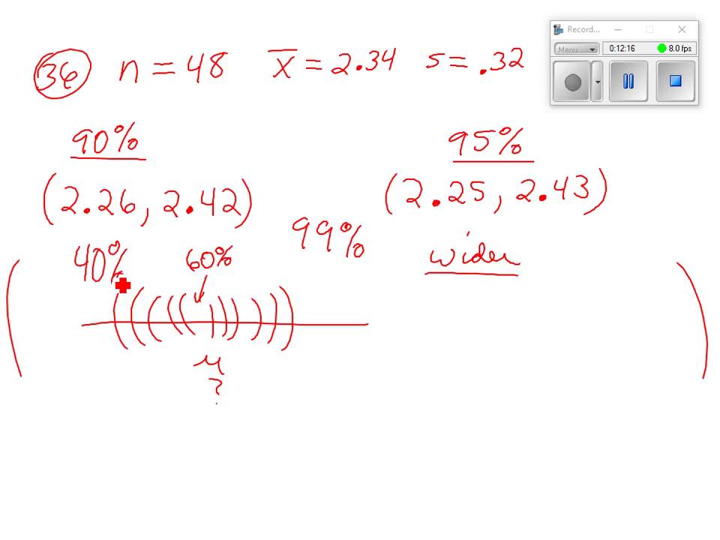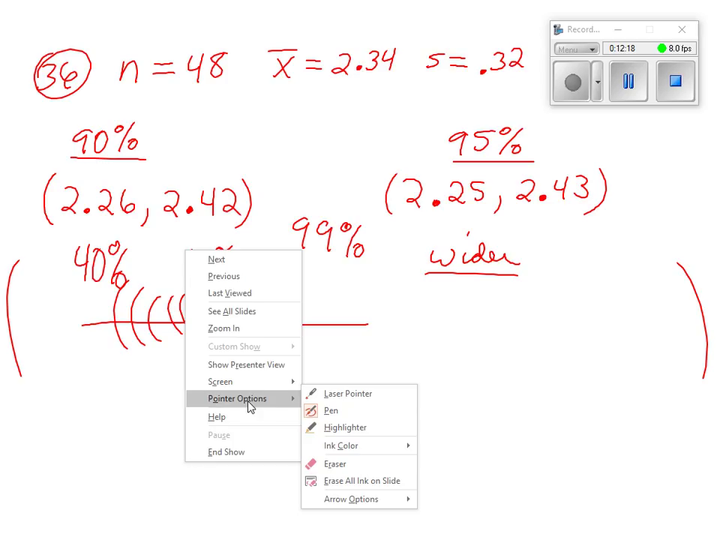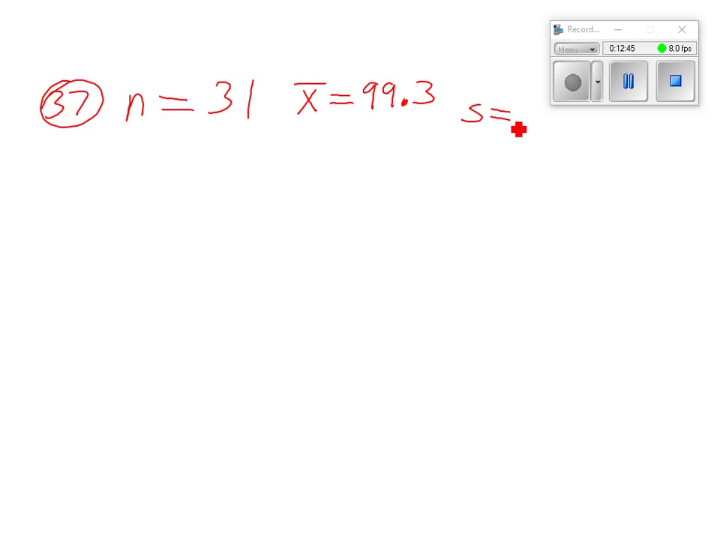You want me to do 37 still? Yep. So I don't have to keep looking at my book, somebody help me out. They tell us n? 31. Right away I noticed that that's what? Higher than 30. Do they tell us X bar? 99.3. Do they tell us S? 41.5. Wow. How come I said wow? That's a big standard deviation.